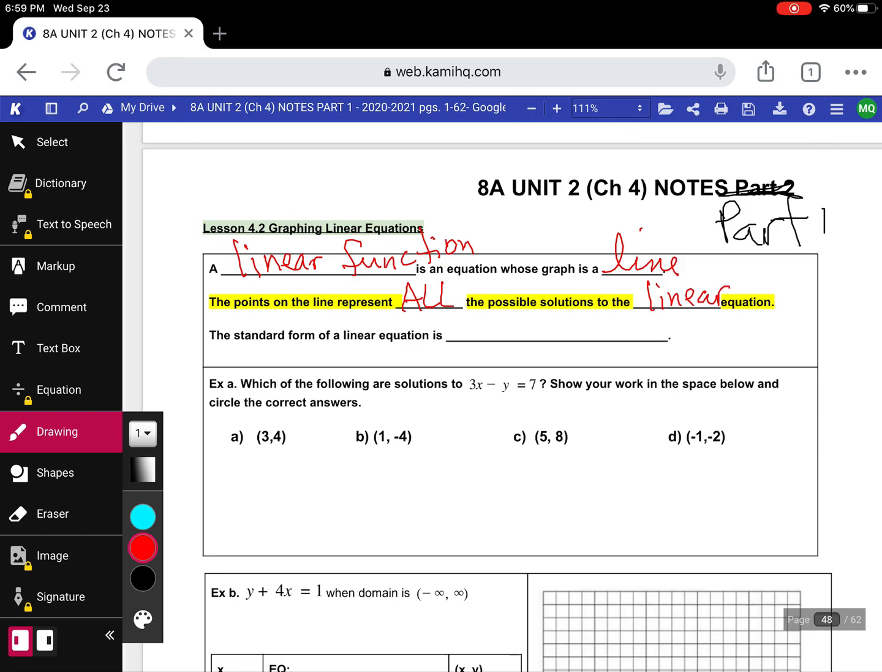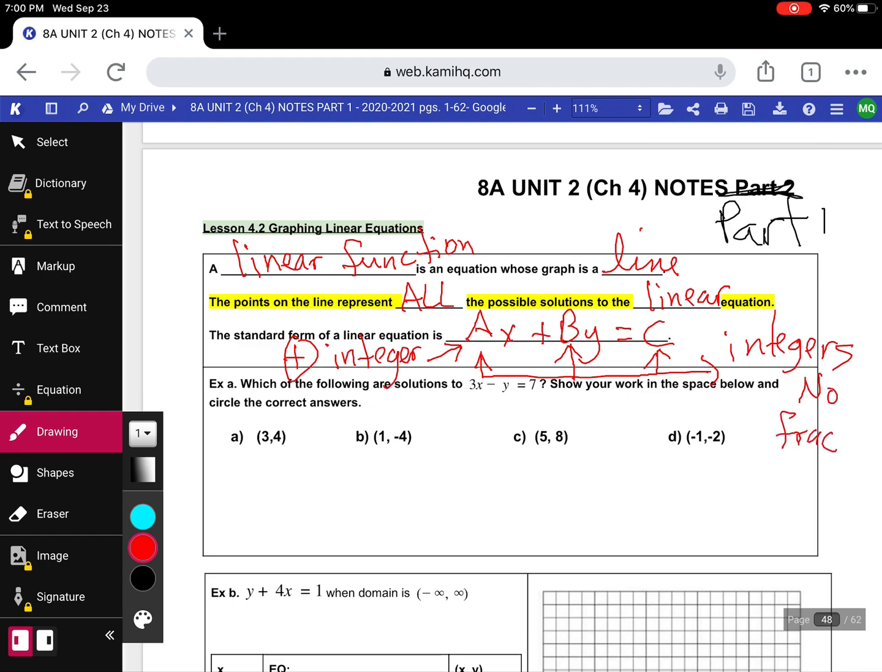The standard form of a linear equation is ax plus by equals c. This should be reviewed from last year, okay? Your a has to be a positive integer. And all of them, your a, your b, and your c, all have to be integers. They don't have to be positive, b and c don't, but they have to be integers. So no fractions, okay? That's what that means, no fractions.